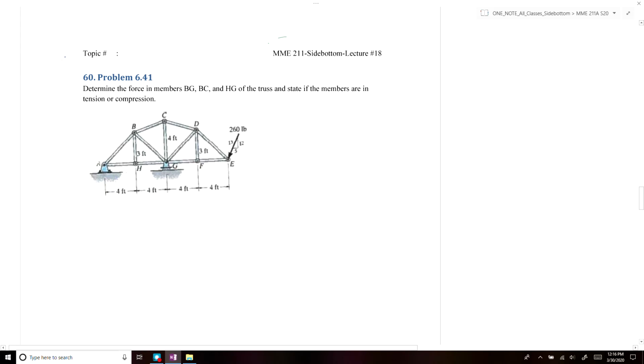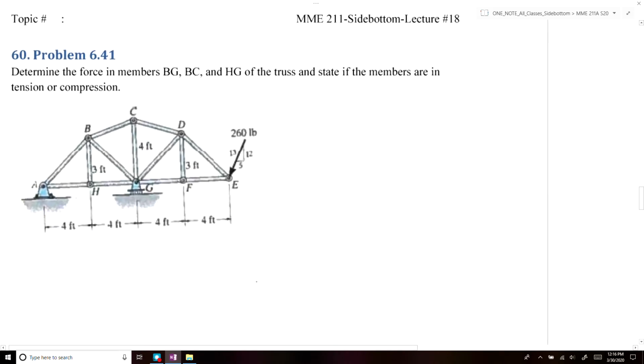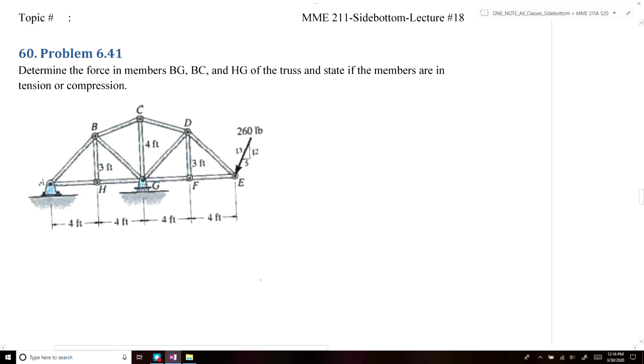So in this problem here, we're given a truss that's supported at two points. At point A, we have a pin, and at point G, we have a roller. We're asked to determine the force within members BG, which goes from B to G, member BC, and member HG.